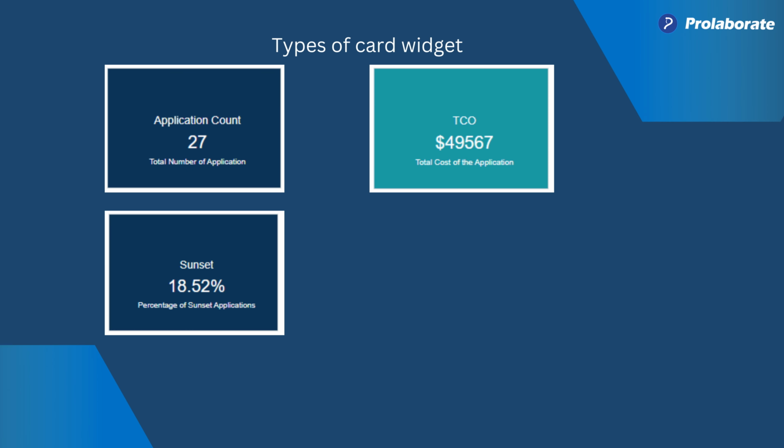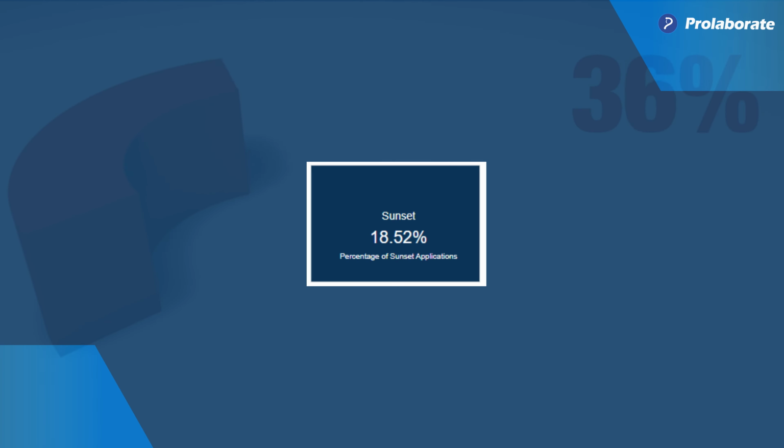Percentage-based Cards Widget. The percentage-based Cards Widget calculates the percentage. In this example, we've displayed the percentage of applications in the sunset state relative to the total number of applications. This calculation is crucial as it offers a clear insight into the proportion of applications approaching the end of their lifecycle compared to the entire application portfolio.